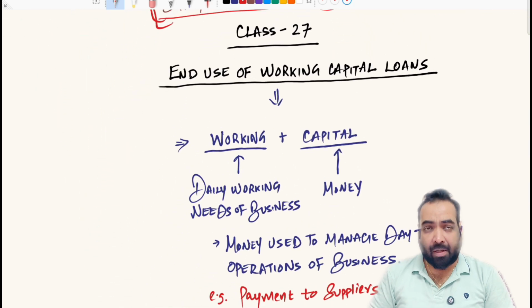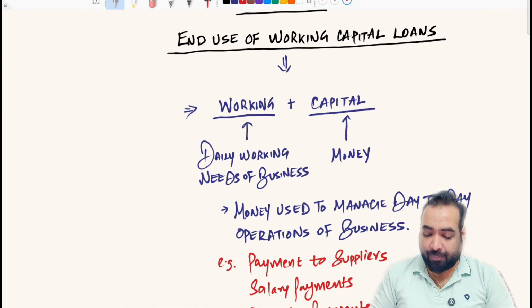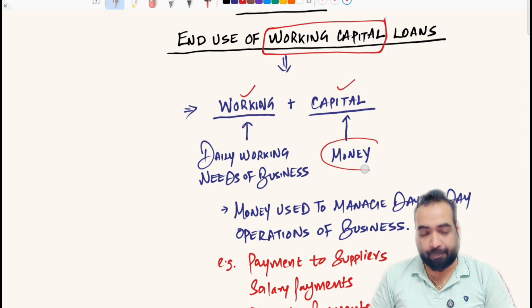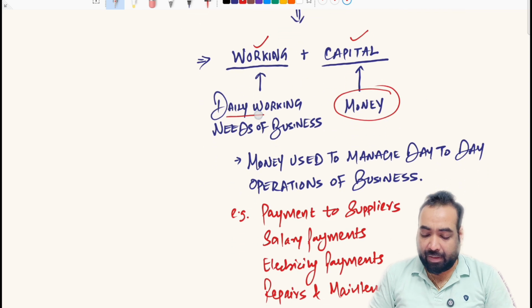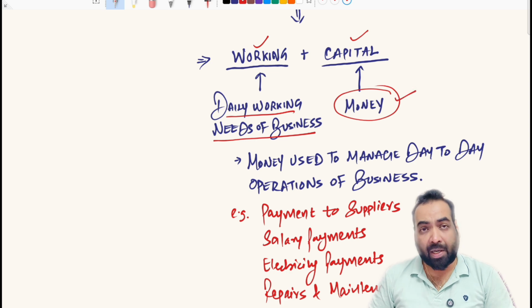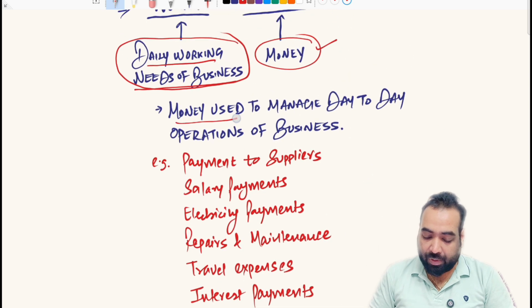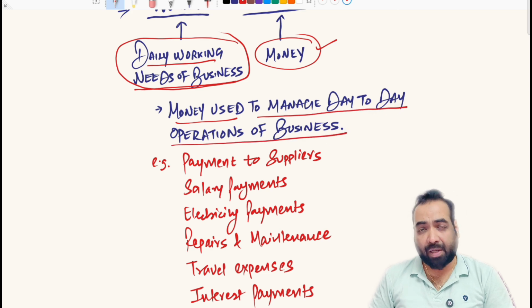So the working capital word is made of two words: working and capital. Capital means money. Capital simply means money. Working means daily working needs of the business. So working capital means the money required or the money needed or the money used to meet the daily working needs of the business. So the money used to manage the day-to-day operations of the business is called the working capital.